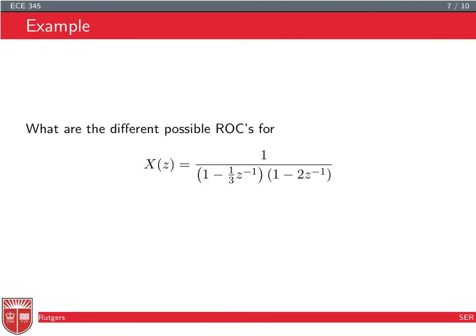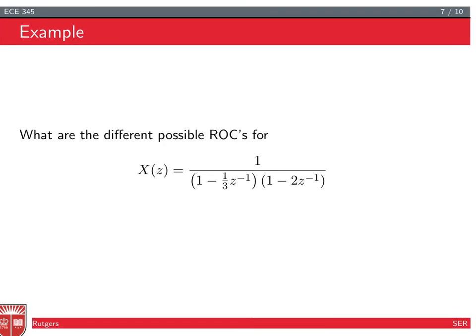Let us do one more example before we conclude this lecture. So the question is the following: what are the different possible ROC for this X of z? So here, instead of telling you that the signal is right-sided or left-sided or double-sided, I want you to analyze for the different possibilities, what could the ROC be? And here, the first thing you need to do is to find the poles. And we can see that we have a pole at 1/3.